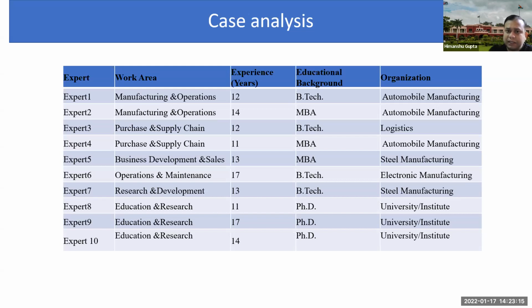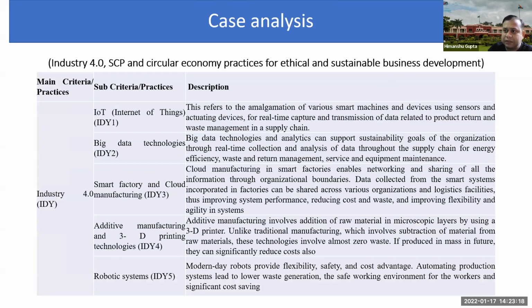Now, coming to the framework development, as I said, we had three categories. We classified it into three categories of indicators. First one was Industry 4.0. Under Industry 4.0, we researched what can be the possible indicators or practices. So these five were identified through literature review and through discussion with experts. One is the Internet of Things, other is big data technologies, third is smart factory and cloud manufacturing, fourth is additive manufacturing and 3D printing technologies, and fifth is robotic system. So this is one part of our framework development.